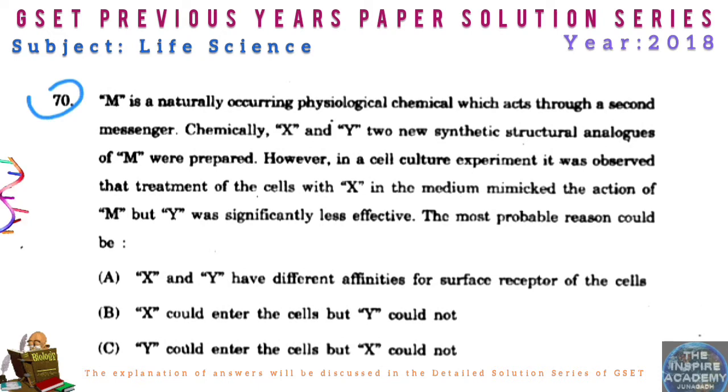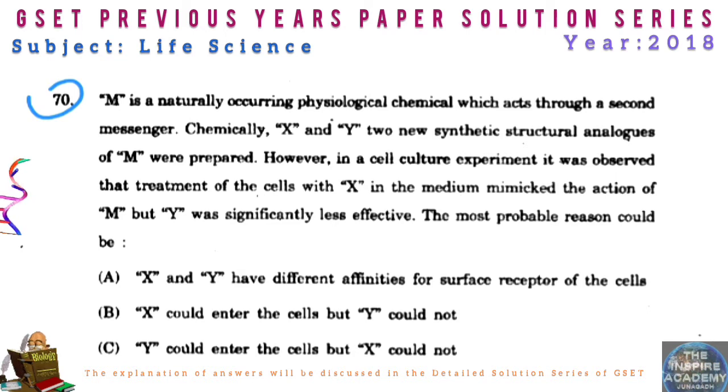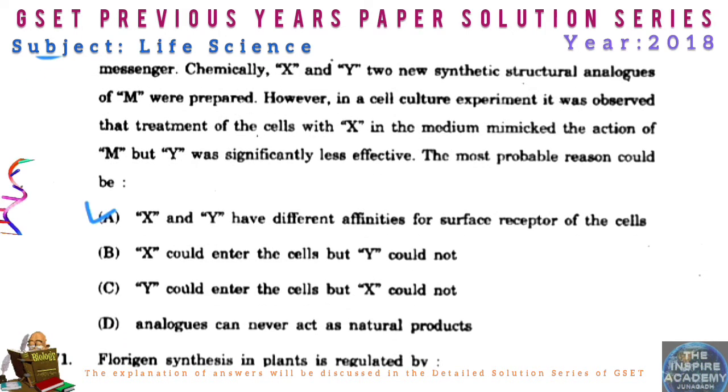Question number 70. M is a naturally occurring physiological chemical which acts through a second messenger. Chemically, X and Y, two new synthetic structural analogues of M, were prepared. However, in a cell culture experiment, it was observed that treatment of the cells with X in the medium mimicked the action of M, but Y was significantly less effective. The most probable reason could be option A. X and Y have different affinities for surface receptor of the cells.